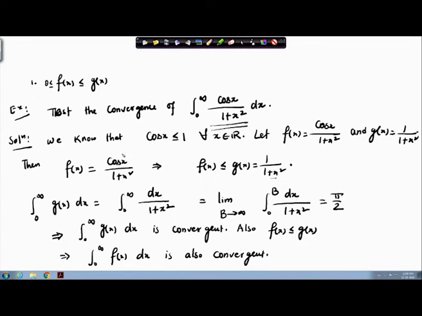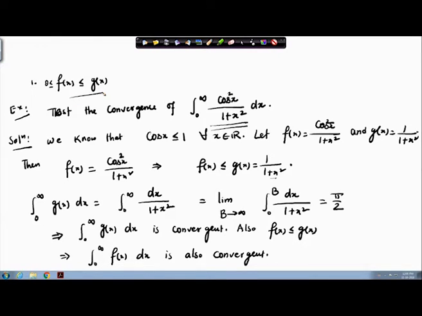It is better to put a square here. So, if I put a cos square x here, we can test the convergence of this problem. So, not the cos x, but cos square x, so that it is more in contrast with the comparison test of inequality type. So, the original problem should be stated as integral from 0 to infinity of cos square x by 1 plus x square dx.